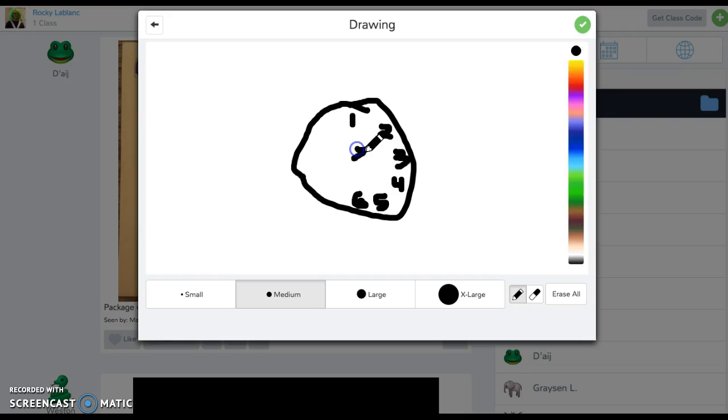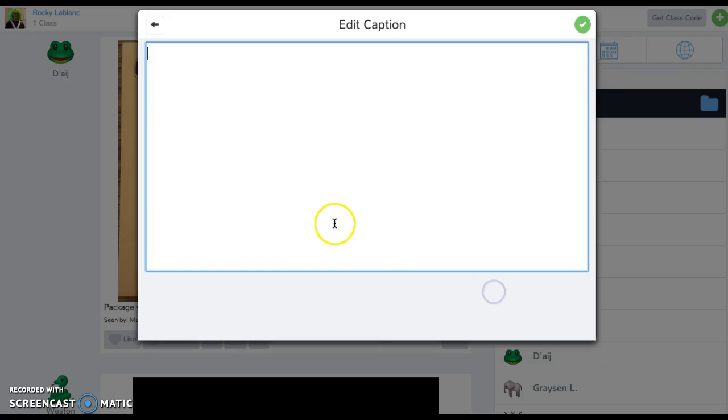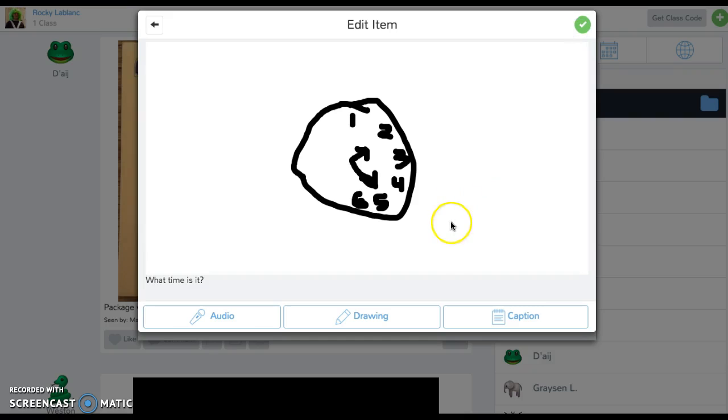They could do the hour hand just like that, and then the minute hand, and then they could ask in the text box, what time is it? So they could add a caption and ask, what time is it? And that would be a way to get an interactive piece for the students to try to tell what time it is. So they could do it that way, or they could just ask a word problem, and then post it. So a couple things they could do.